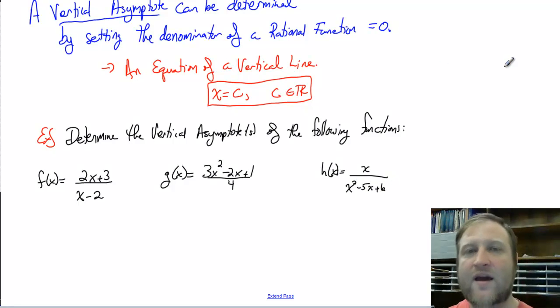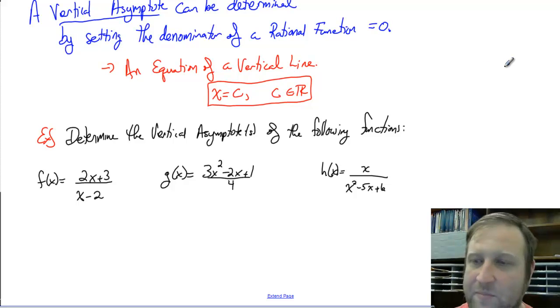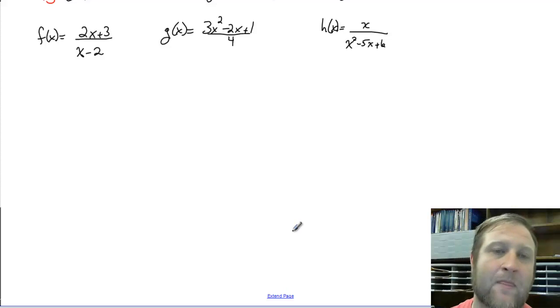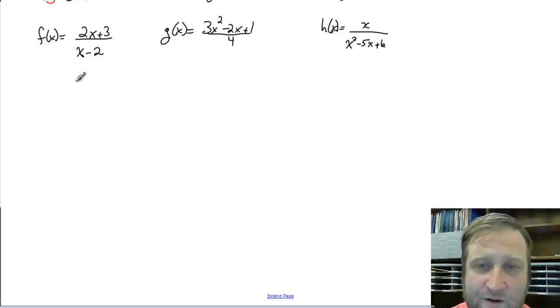So if you want to go ahead and pause this video and try out these examples, you're more than welcome to. I think that might be a better opportunity for you to see if you've really understood how to determine the vertical asymptotes of rational functions. So hopefully you paused the video and tried it out. Now you're back. So again, we're finding the vertical asymptotes.